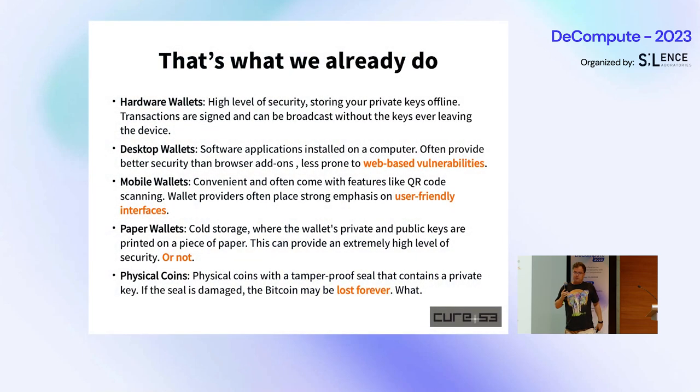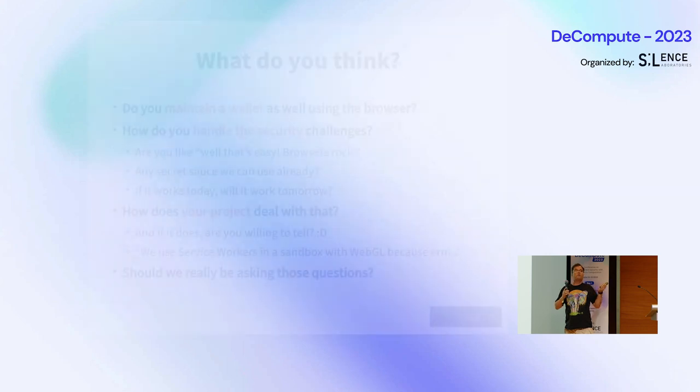We have hardware wallets, we have desktop wallets, we have mobile wallets, which I think is still the superior path here. We have paper wallets, and we have physical coins, and all those things that make it easier for us to manage our funds and to secure our funds. And that is great. It's not very convenient, and what the browser offers is always more convenient.